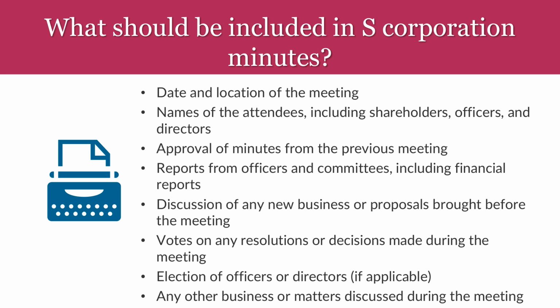What should be included in S corporation minutes? S corporation minutes should include a record of the discussions and decisions made during shareholder meetings, as well as the date and location of the meeting, names of the attendees, including shareholders, officers, and directors, approval of minutes from the previous meeting, reports from officers and committees, including financial reports, discussion of any new business or proposals brought before the meeting, votes on any resolutions or decisions made during the meeting, election of officers or directors, if applicable, and any other business or matters discussed during the meeting.